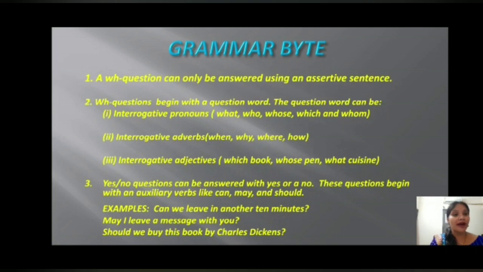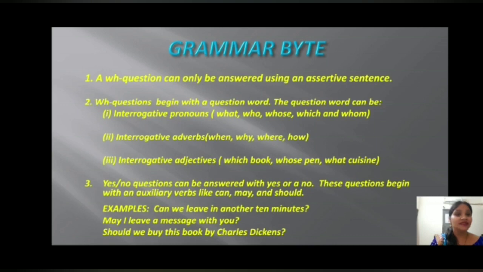Now we'll come to the grammar bite. This is very important, something viewers should know. In the case of WH questions or WH family sentences, I'll read one by one. The first point: a WH question can only be answered using an assertive sentence. A WH question, a question which starts from the WH family, can only be answered using an assertive, positive sentence.